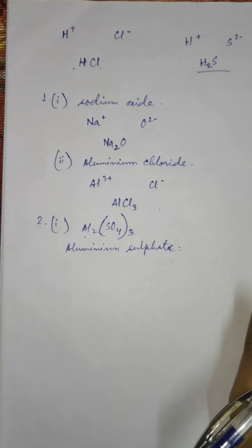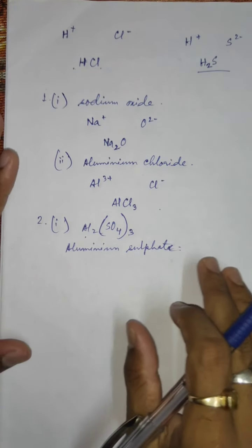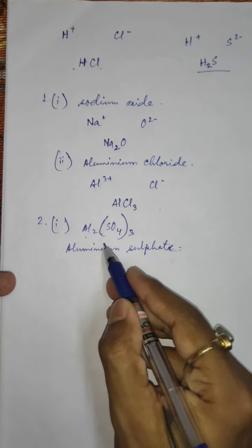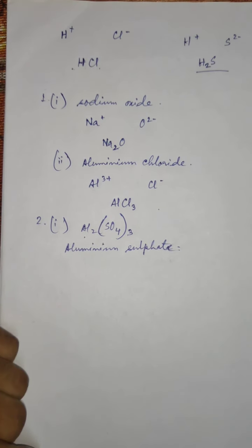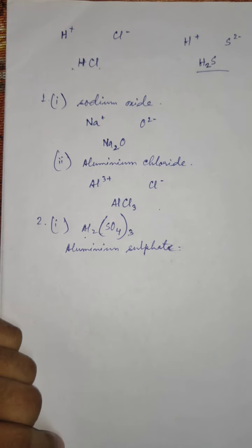Okay, you have to write the spelling properly, so you learn it very carefully. This way you can write number 2 will be calcium chloride and number 3 will be potassium sulfate. Rest you can try.